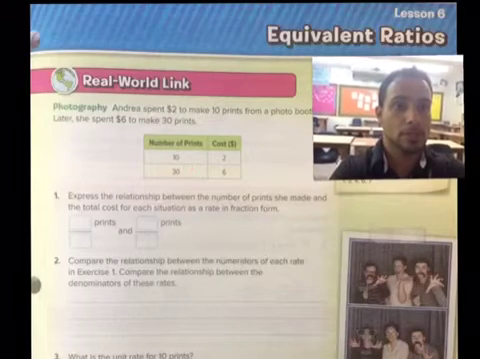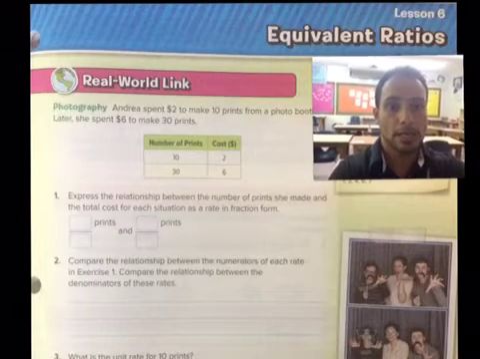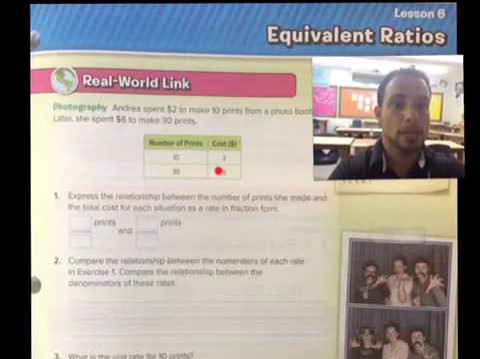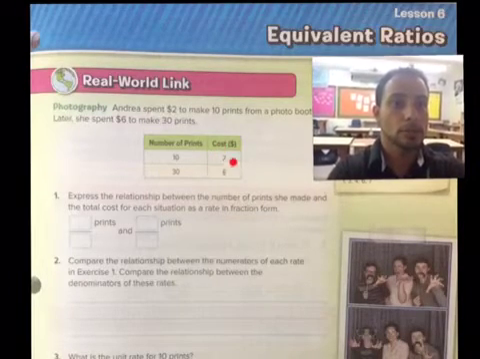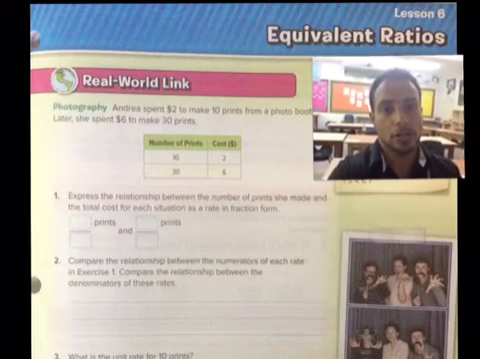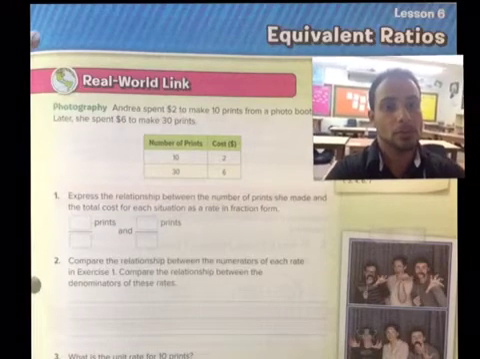And you can see here on this example that we have, for example, number of prints. You can print 10 pages for $2. And here we have 30 pages for $6. That means we triple the amount here. You see that? 2 times 3 is 6. So we do the same to the 10. 10 times 3 is 30. So those are equivalent fractions, and we're just going to write them right here.